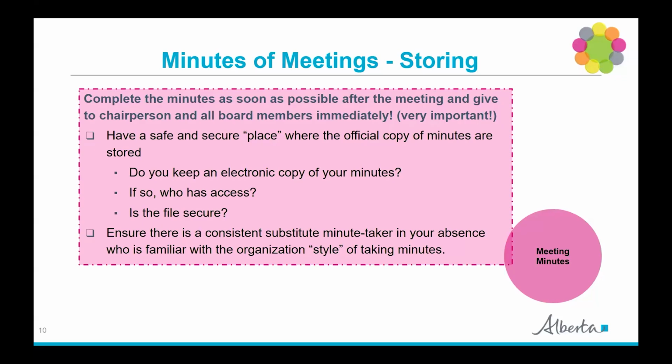As I mentioned before, having a backup minute taker for the board secretary is a good idea. If the board secretary has to miss one of the board meetings, it is important to have a good sub who can take minutes in their absence. The board secretary should make sure that it is someone who is familiar with the board style of minute taking, and give them enough time as a new person to prepare and meet with them if necessary.